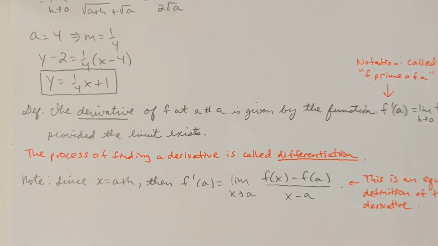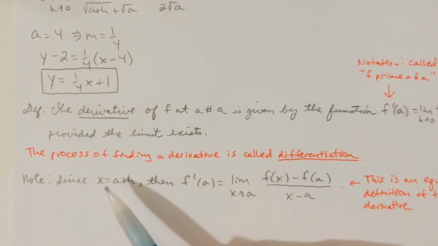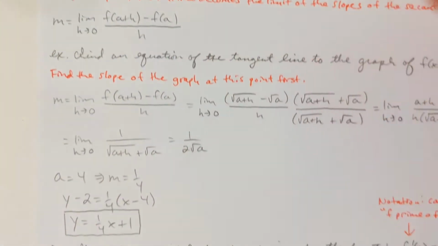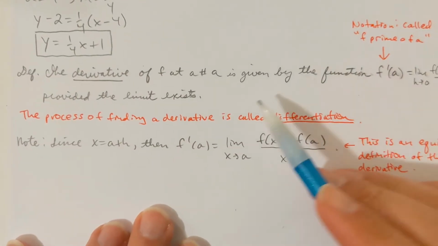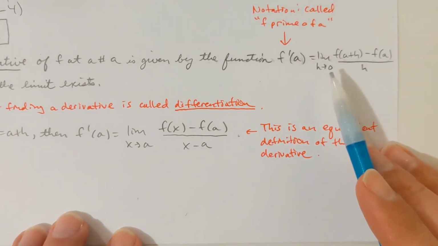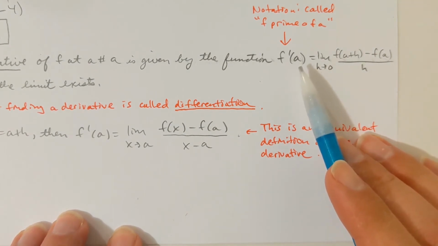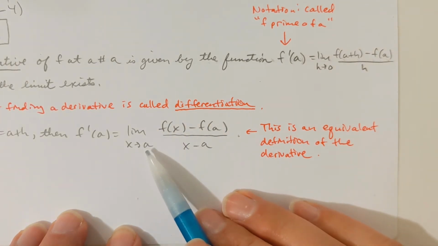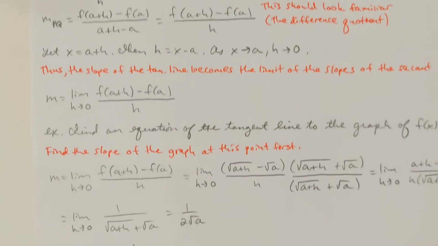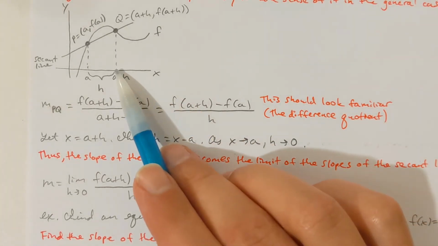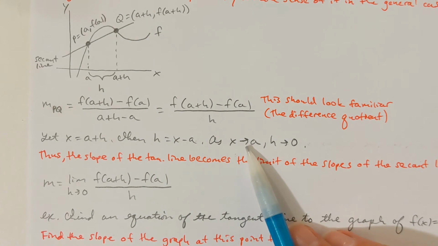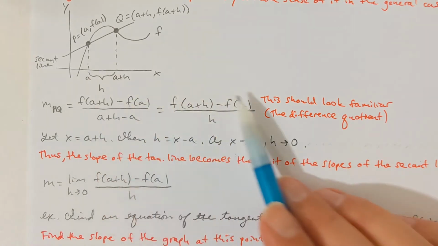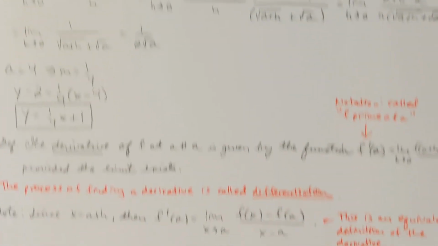Okay, now just a note, since x is equal to a plus h, I mentioned that up here, then this formula that I just gave you here for f prime of a can be rewritten in terms of a limit where x is approaching a. You see, if h is approaching 0 here, this distance is shrinking, x is approaching a, right? X approaching a is causing h to approach 0.